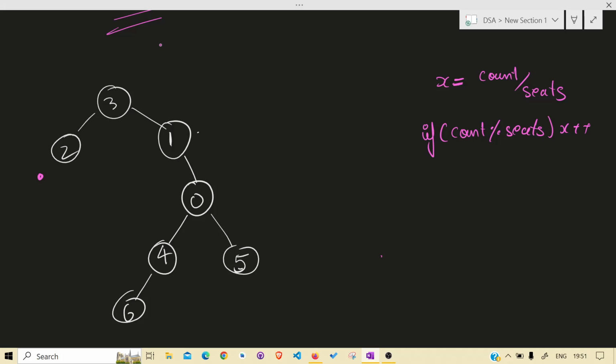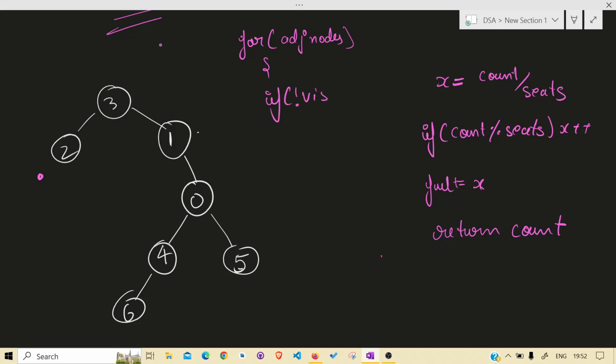And also, what to do? Fuel would be X, and we are returning the count. Also, the call will be like this, the basic for loop, taking all the adjacent nodes, and if not visited, we are doing this call, our DFS call.